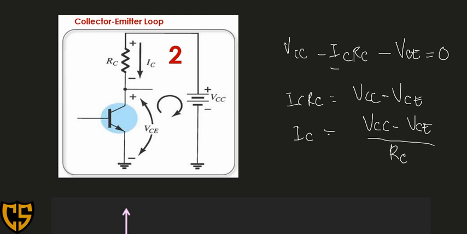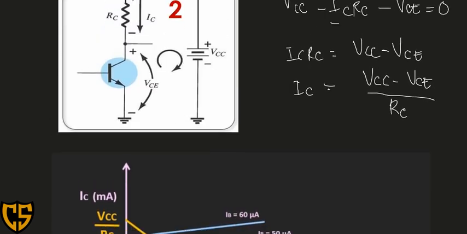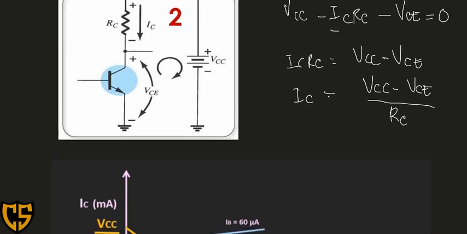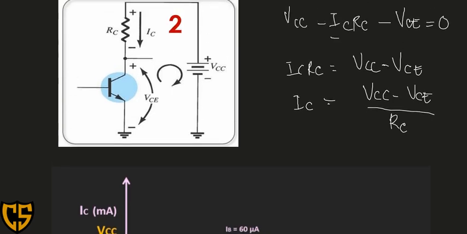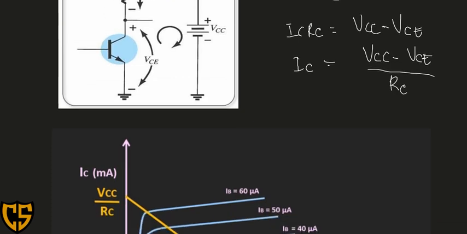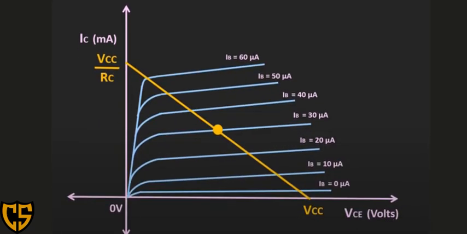Now, considering these parameters, we are going to look again at the output characteristic of the transistor. Considering this formula, IC is equal to VCC minus VCE all over RC. We will use it here.